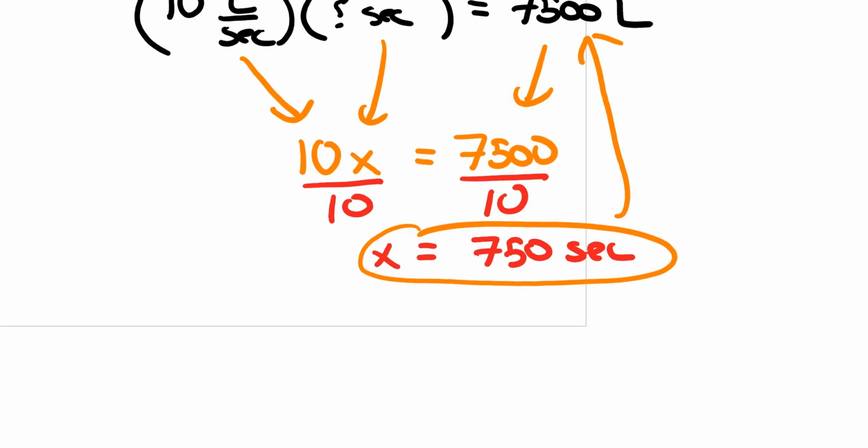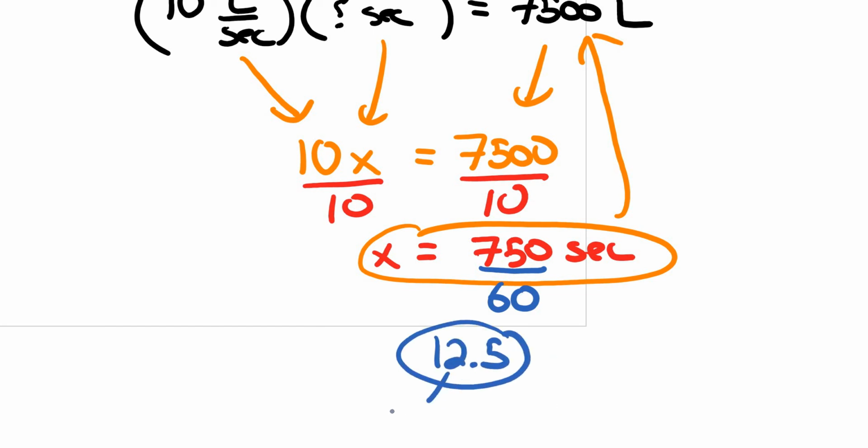Although now the back of the book won't have the answer as 750 seconds. If you want to change this to minutes, you can divide by 60 because there's 60 seconds in 1 minute, and that gives you 12.5. This means there's 12 minutes, and the 0.5 means 30 seconds, since half of a minute is 30 seconds. So 12 minutes and 30 seconds for that problem.